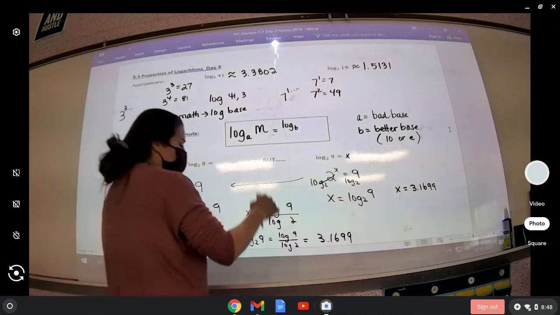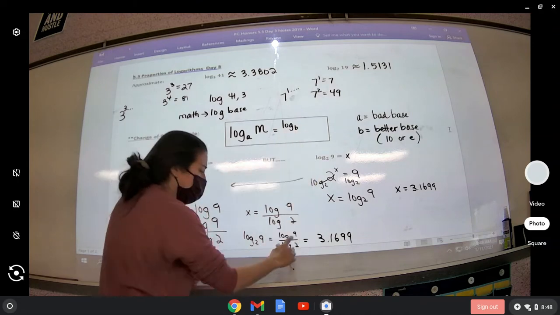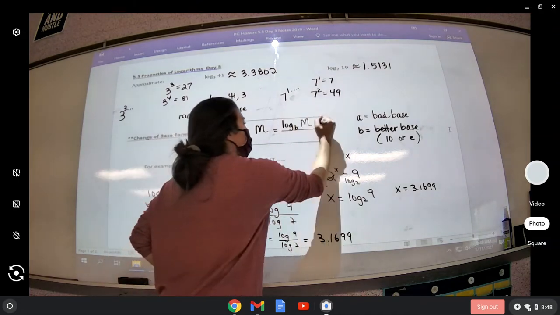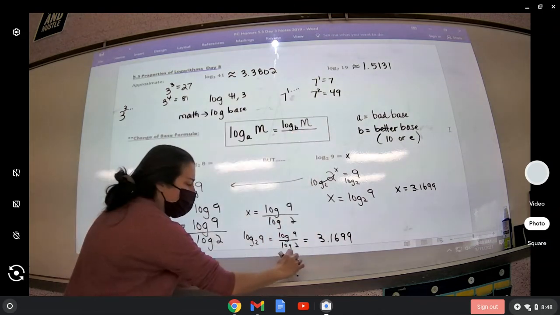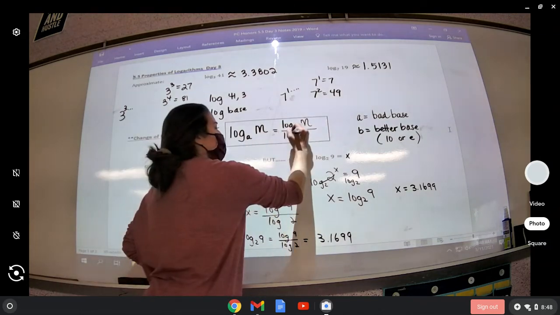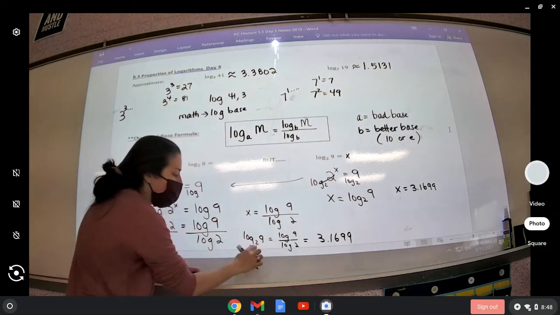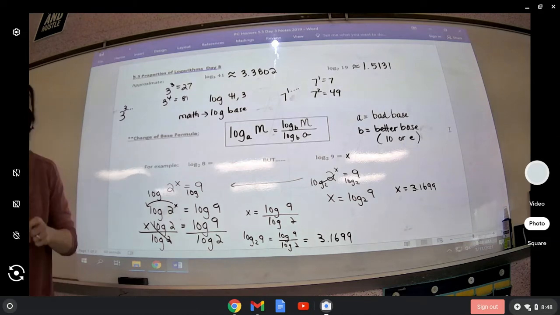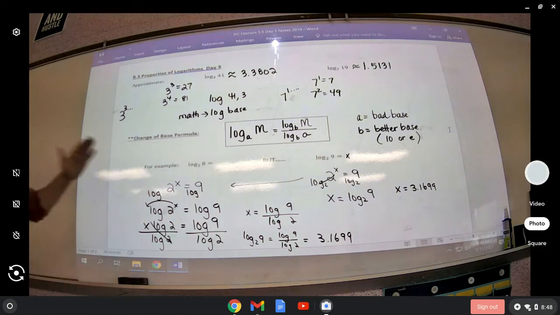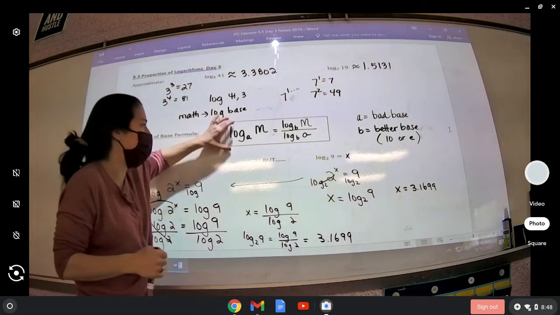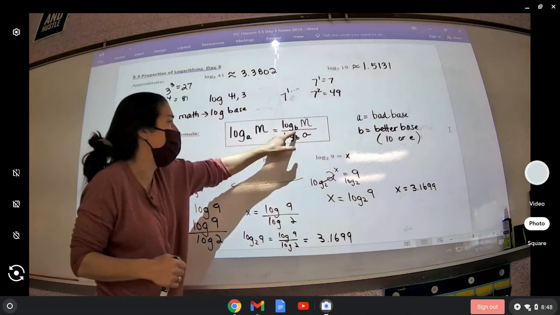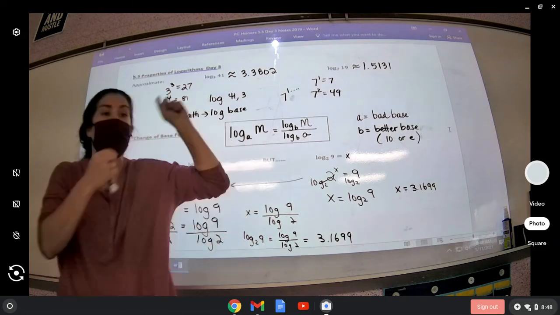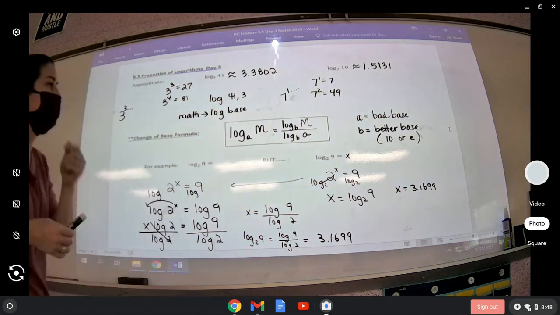All right? So it's going to be log better base of who you were originally taking the log of, which was M, divided by the log with your better base B of who your old base was, A. So that's the change of base formula. You can rewrite any base log into the quotient of log better base of M divided by log better base of A, your old original base.